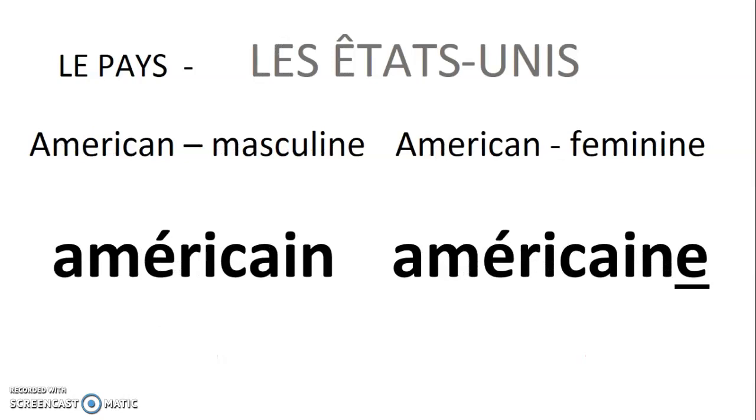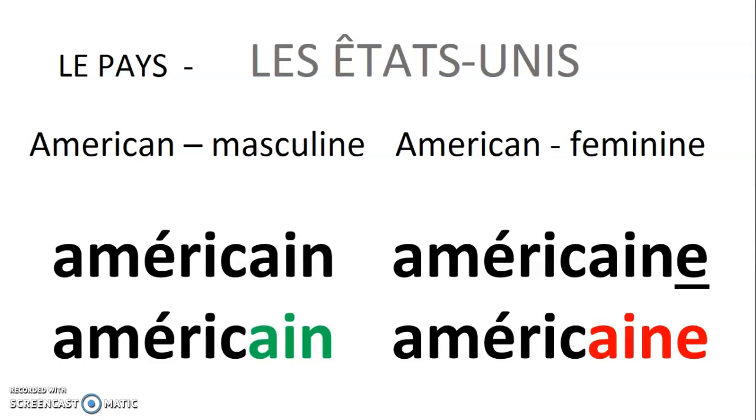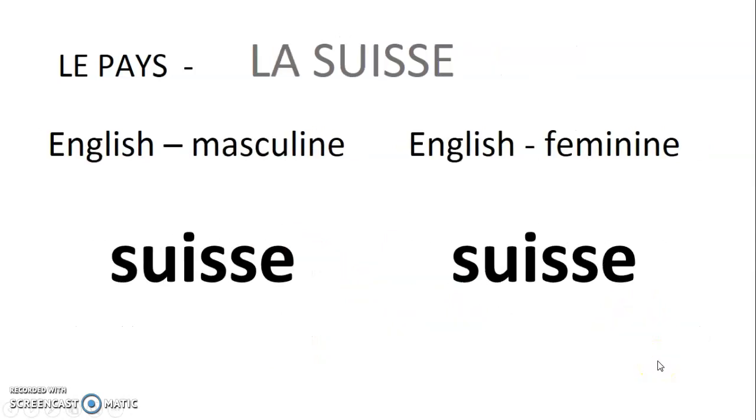Similar thing happens with les États-Unis, or the United States of America. Masculine form is américain, and feminine is américaine. So again, at the end of the masculine, you have a nasal. So this combination of letters is also pronounced as a nasal sound, américain, and the feminine is américaine, so no longer a nasal, and the N is pronounced at the end.